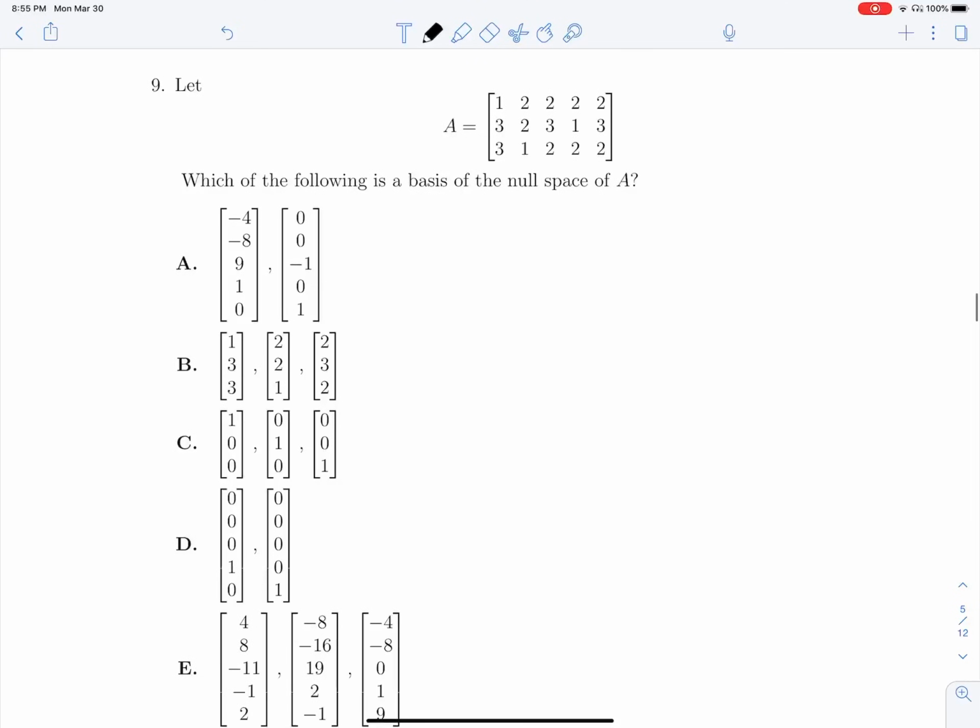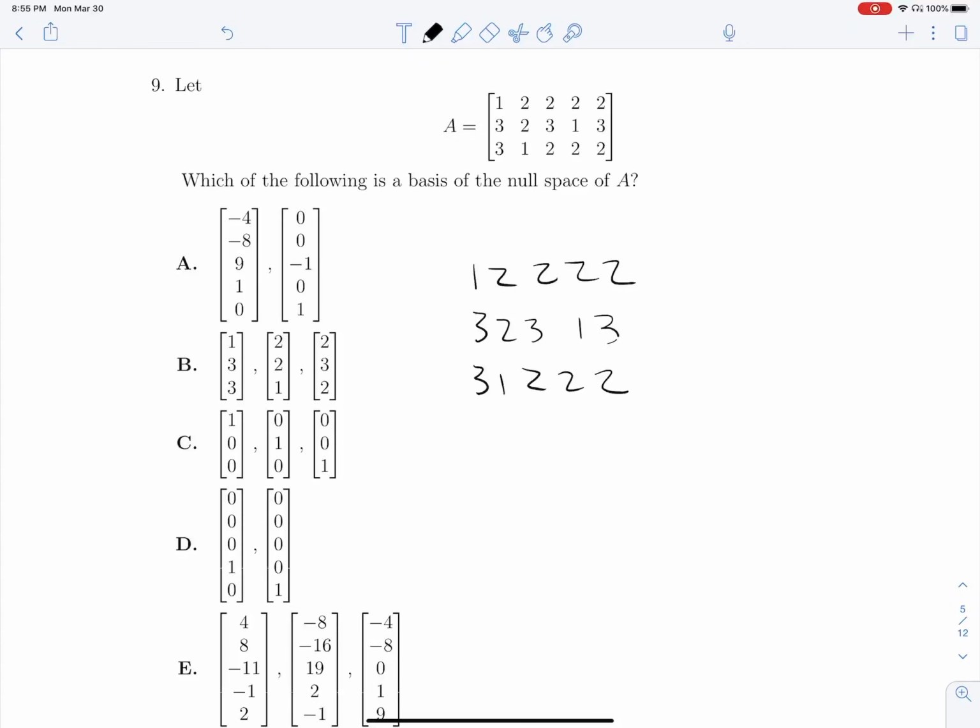Question 9, which of the following is a basis for the null space of A? Let's just go through this. This is a lot of algebra. 3, 2, 3, 1, 3. I'll line these up a little bit better. 3, 1, 2, 2, 2.